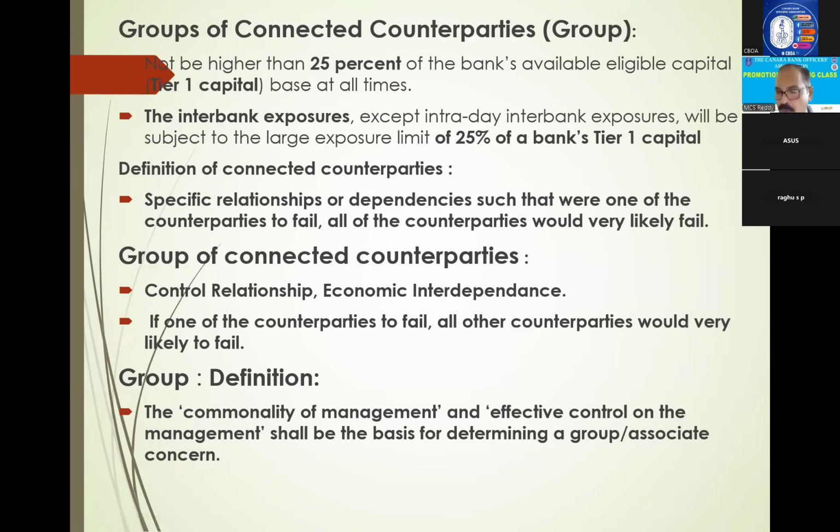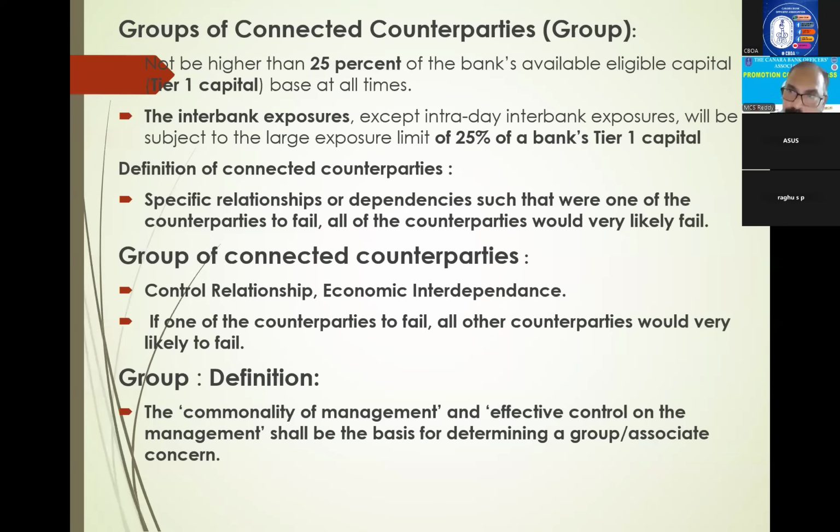Groups of connected counterparties are your group. For a group, how much can we give? Maximum 25% of our tier 1 capital. That means 25,000 crores as per our capital. So we cannot lend more than 25,000 crores to a group. For example, Reliance as a group. So entire Reliance as a group, we should not grant loans more than 25,000 crores all put together. This is the maximum exposure to a group.